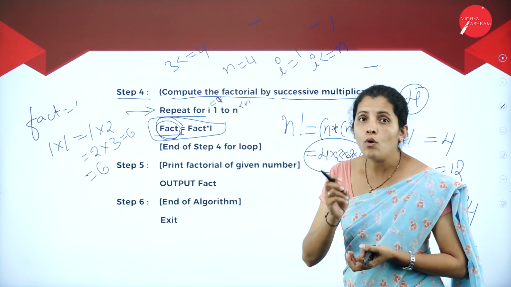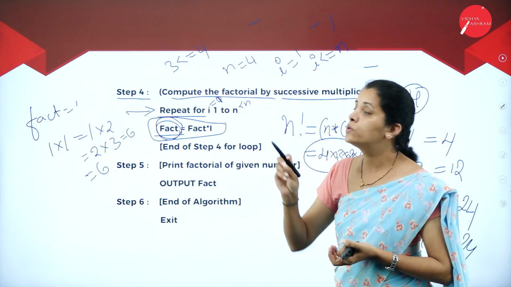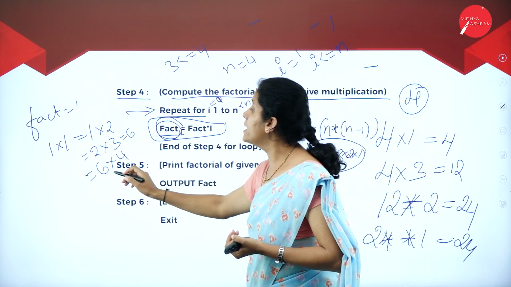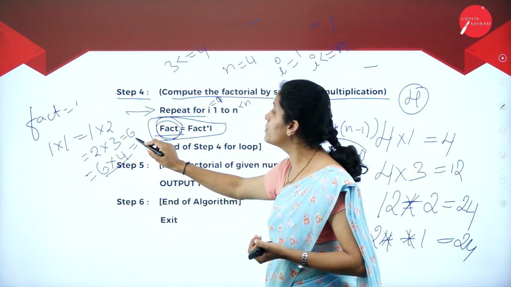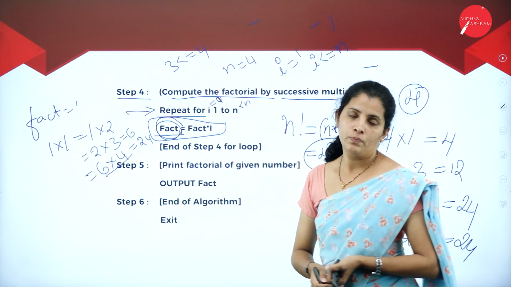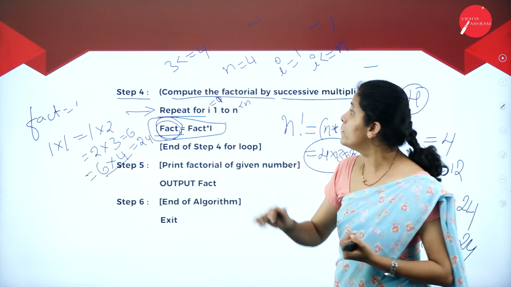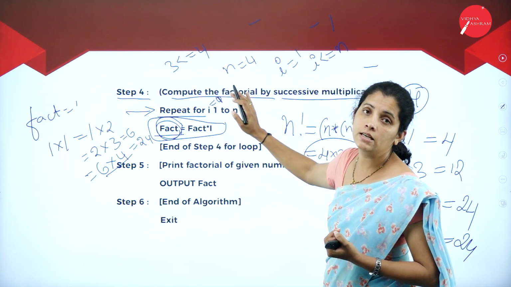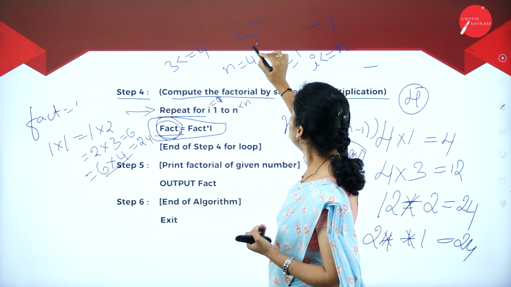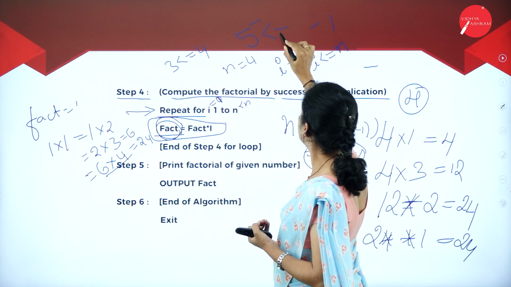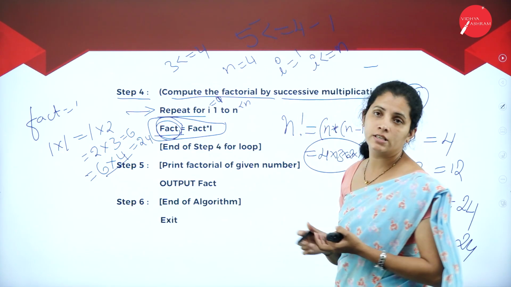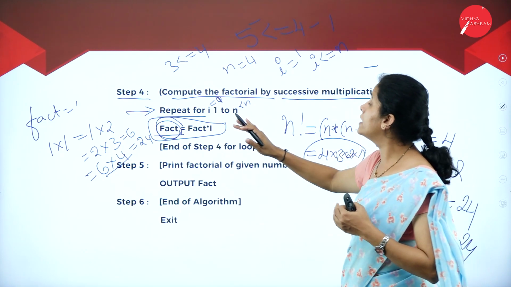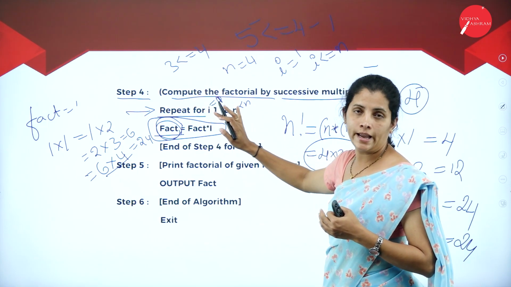Now I is incremented by 1. That is 4 less than or equal to 4. This is true. Now I'm going to multiply 6 with 4. So I'm going to have 24. Now increment I by 1. So what's the value of I? Now it is 5. 5 less than or equal to 4. Condition is false. So I want to repeat this process until the condition fails.